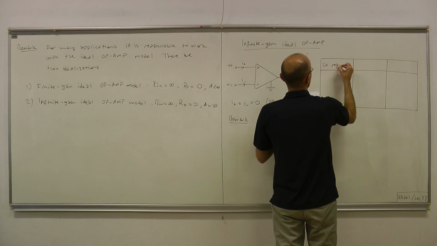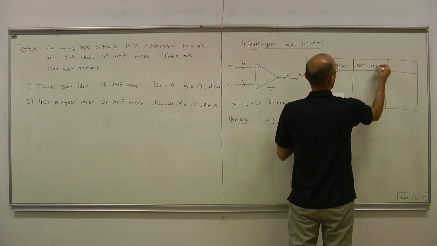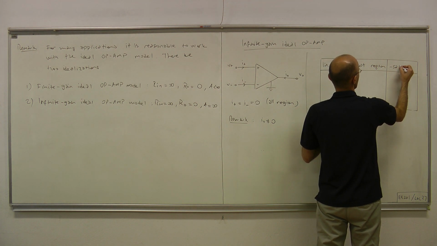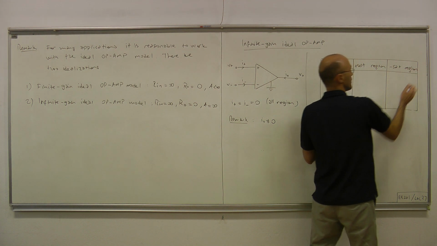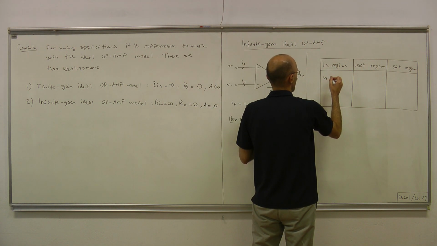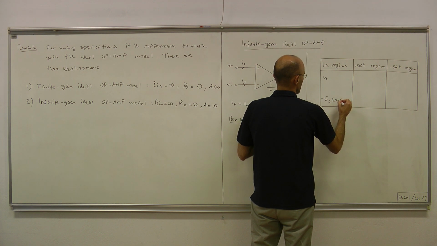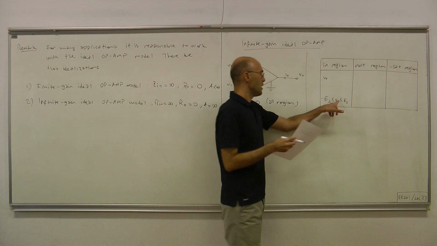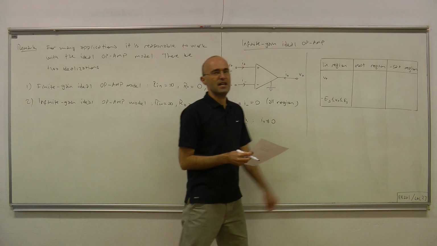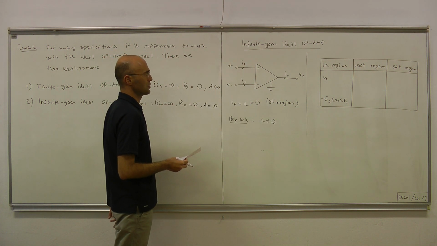Linear region, positive saturation region, and negative saturation region. Now in the linear region, let's look at V out. The output voltage is in between minus Es and plus Es, between the negative and positive saturation voltages.